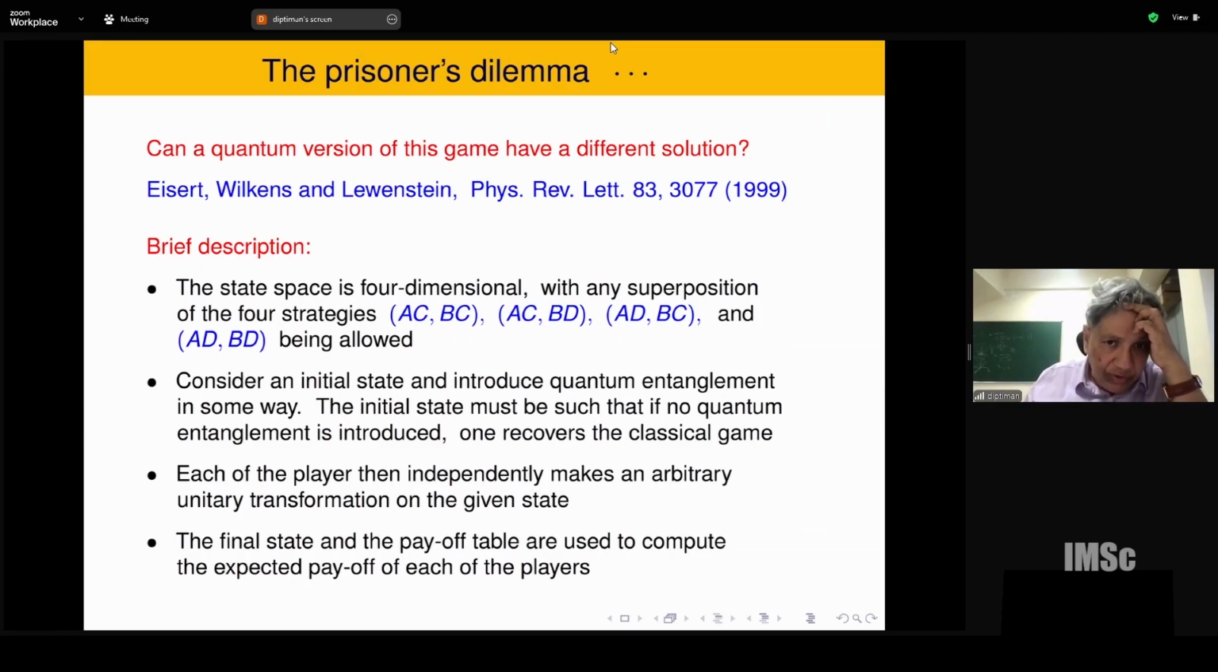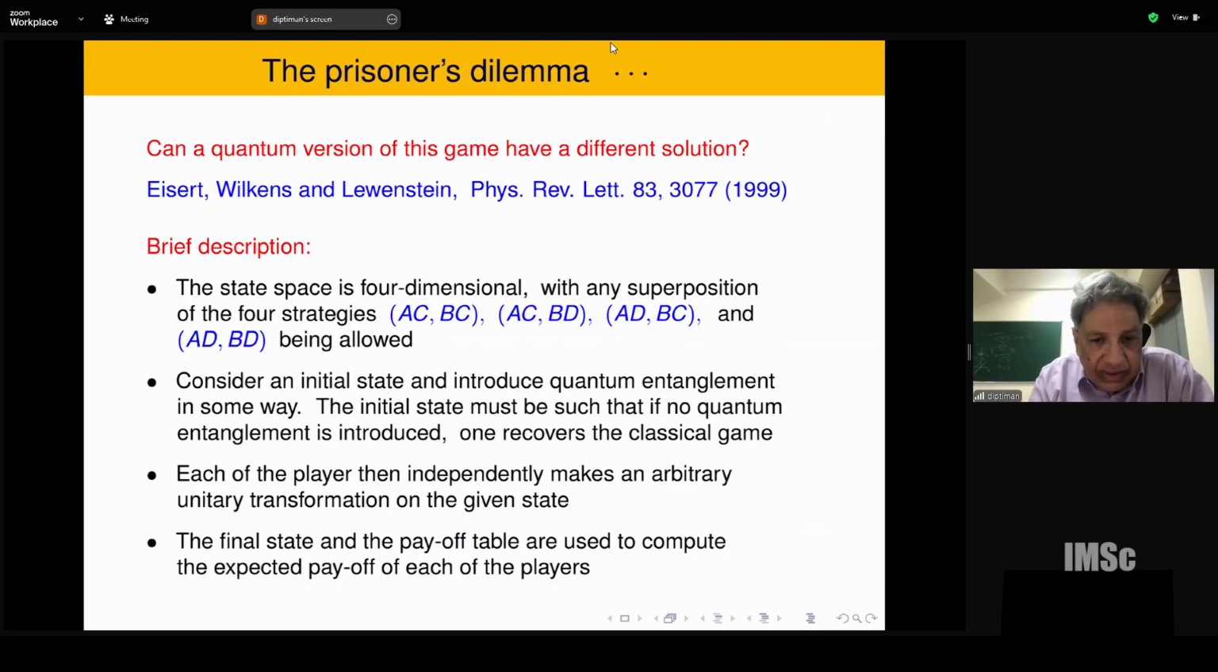Now, I'm going to go over this game a little quickly because it's rather complicated. You're welcome to read this paper if you want to really understand this game. So I'll just describe it very briefly. Again, this is going to be a quantum version. So the state space is four-dimensional, and the superposition of different strategies is allowed. Immediately that makes it a quantum game, since you're allowed to superpose different strategies. The four strategies, as we have seen, are ACBC, ACBD, ADBC, and ADBD.